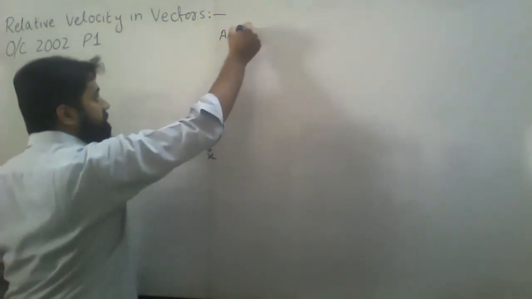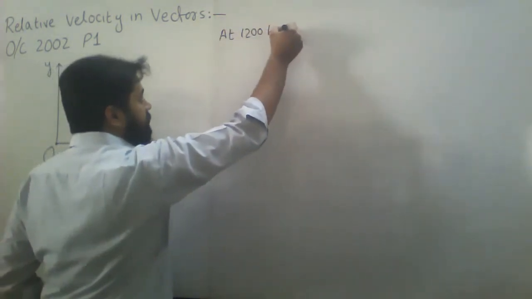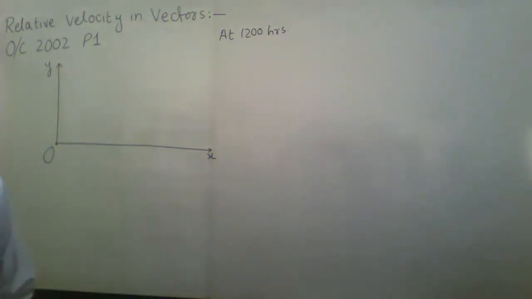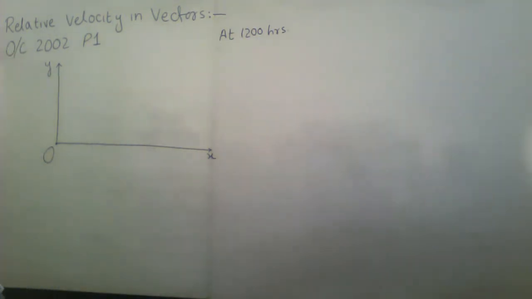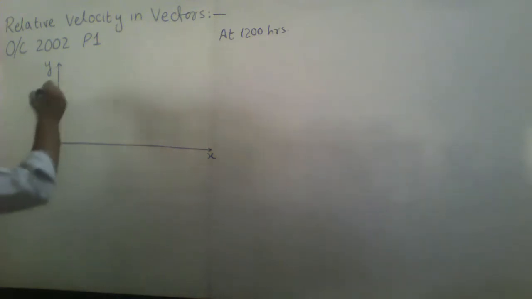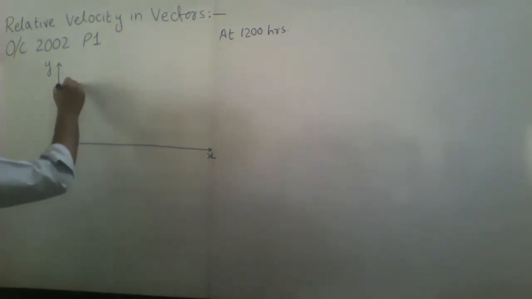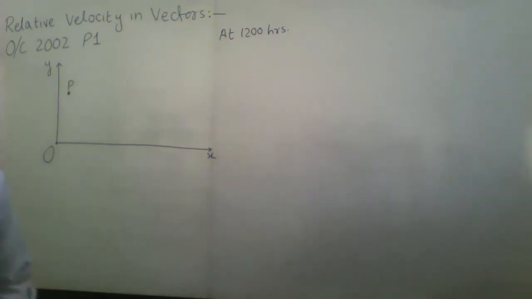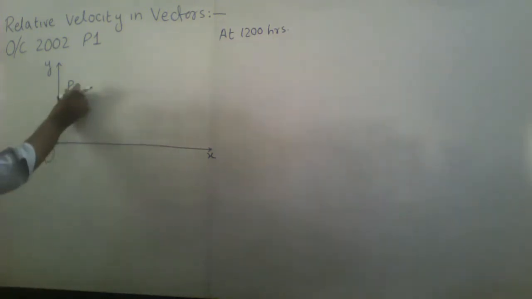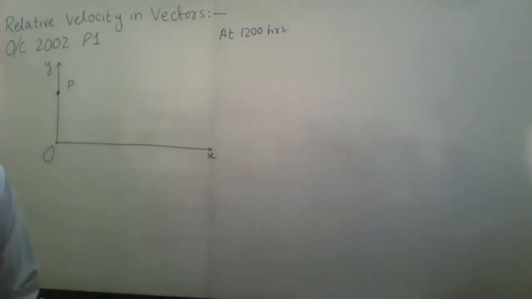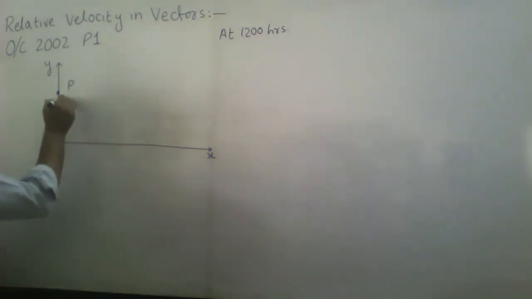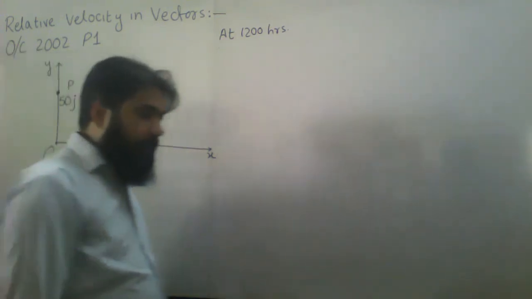Now they are saying that at 1200 hours, time is given on a clock, a ship P is at a point with position vector. This is point P, and the position vector which is given is 50j.